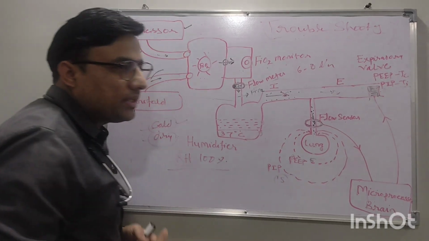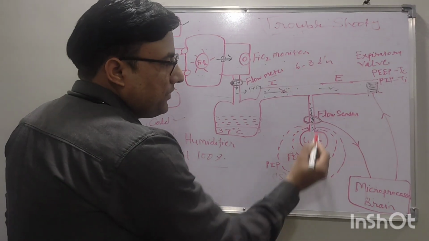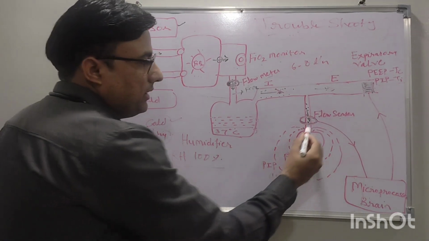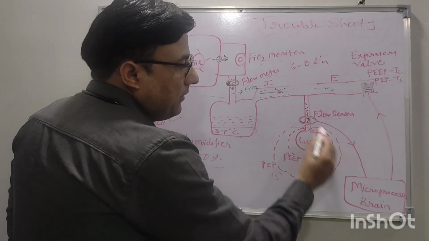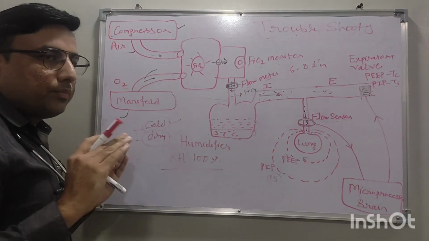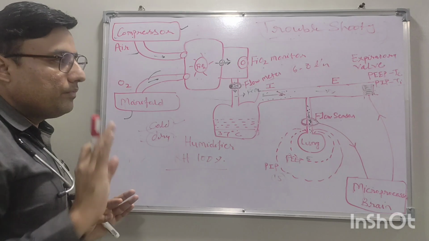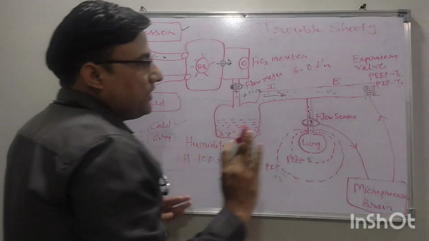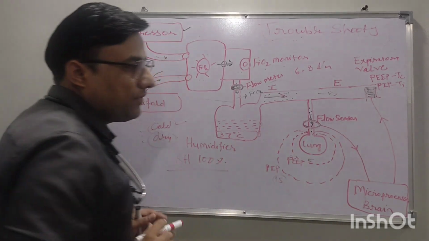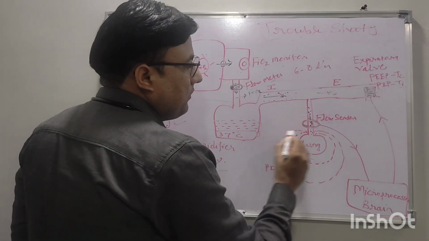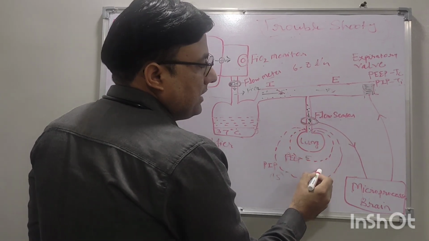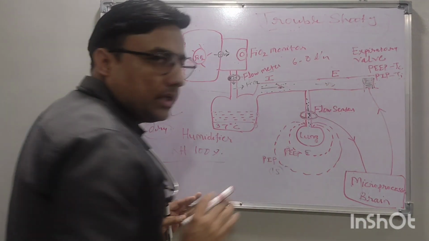So first for low minute volume alarm, maybe the baby is not generating enough spontaneous efforts. So the flow sensor cannot detect the small spontaneous efforts, and that will not give a signal to the microprocessor, and the breath will not be delivered. Breath not delivered means the minute volume will be low, the breath rate will be low. That's why the minute volume will be low. So if poor spontaneous efforts are there, or the flow sensor is faulty and is not detecting the spontaneous breaths, then breaths are not delivered.